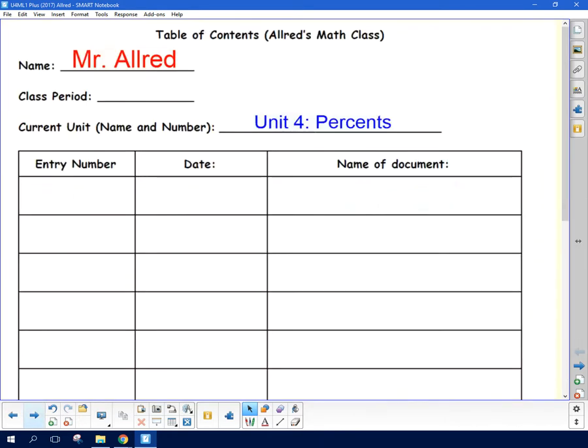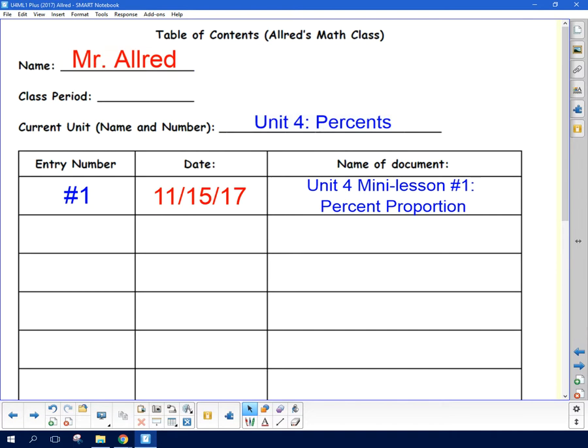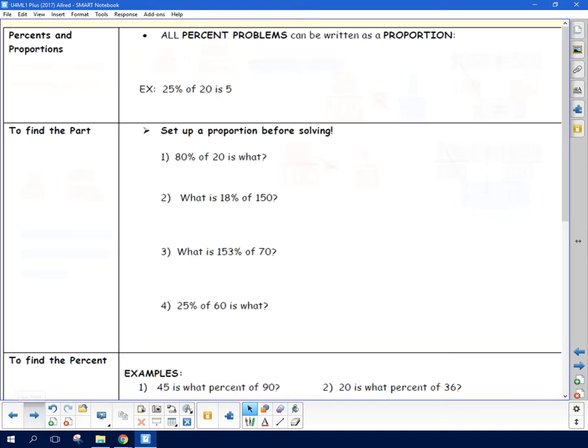So here we go. This is your first entry in your brand new Unit 4 table of contents. This is Unit 4 mini lesson number 1 on the percent proportion. And tomorrow's date when we'll do this in class is November 15th, 2017. All right. As your friendly neighborhood math teacher, I can ask you to tell Edpuzzle what you remember about percentages from 6th grade. So tell Edpuzzle what you remember from last year.